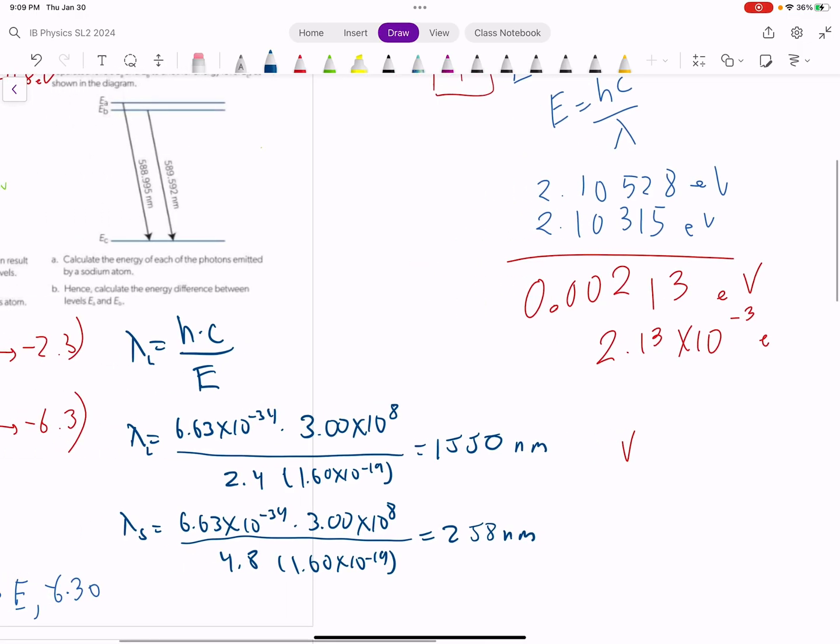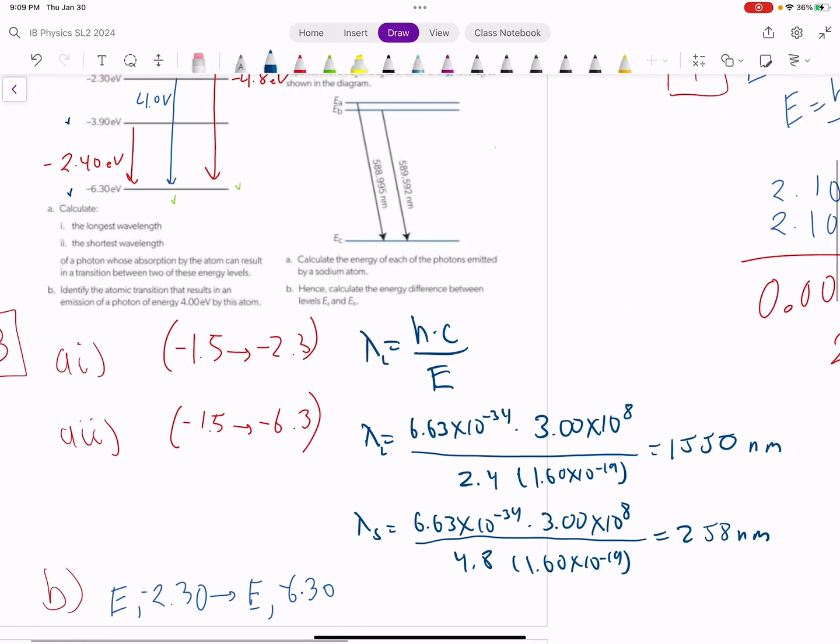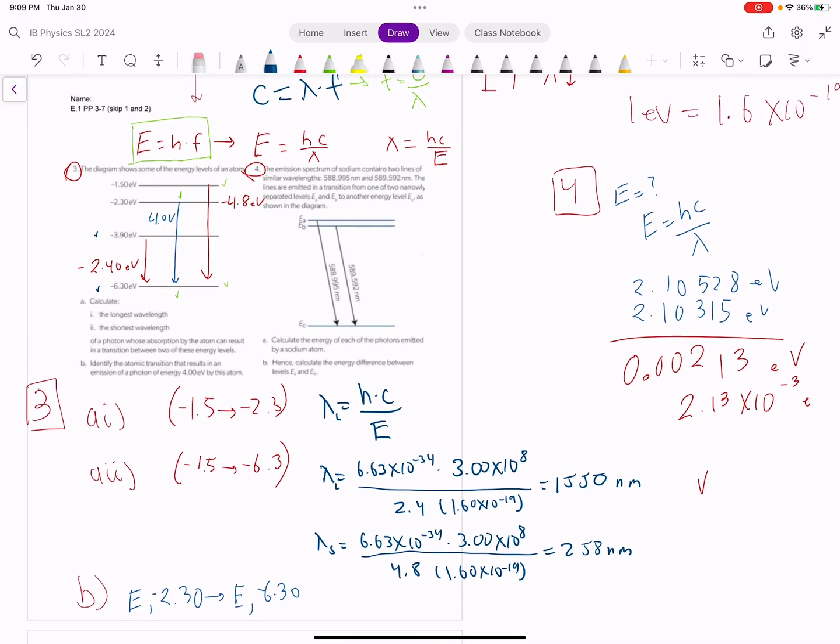Okay, so just to review, you need to do that conversion for energy. This equation requires the energy to be in joules, not electron volts. The energy levels are given in electron volts because that is just a basic unit that they like to use for energy levels. All right, so we've got our calculations. We have our equations here. So don't forget that this is the equation for wavelength based on energy emission. All right. Number 4.